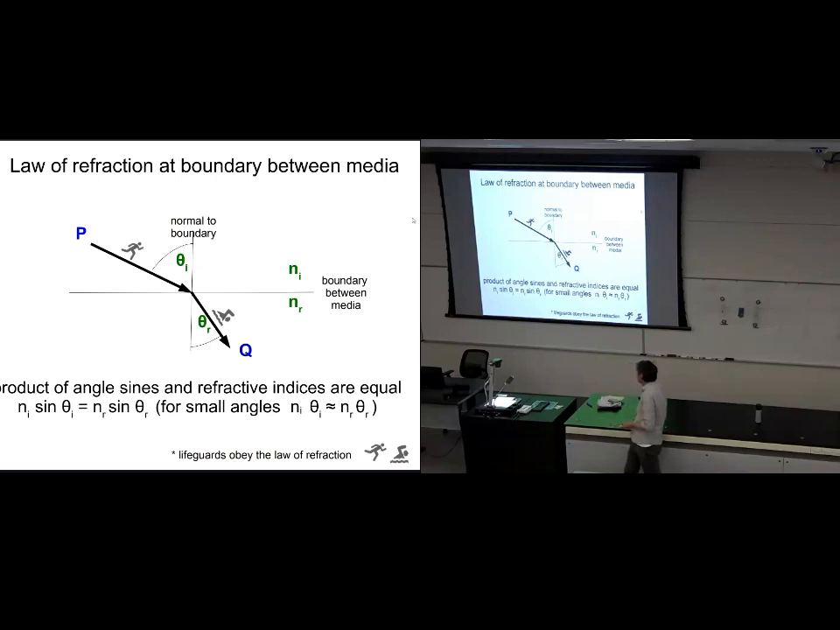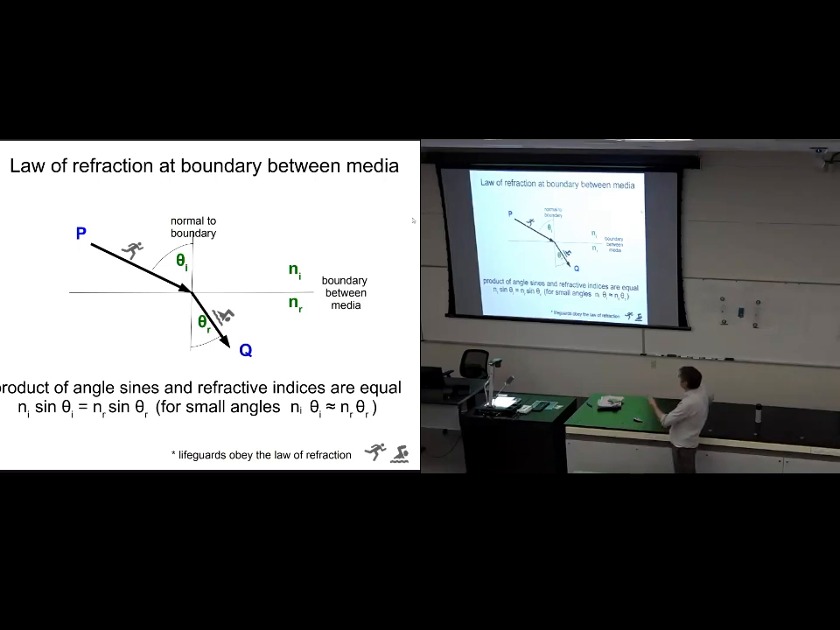Everything in today's class is based on the law of refraction. Remember, refraction is the bending of light rays when light travels from one optical medium to a second optical medium. So it might be from air to water, air to glass, air to diamond, and so forth. So that's refraction, and the whole class is built on refraction and the law of refraction. So I just wanted to remind us of the law of refraction. Here's a picture of it.